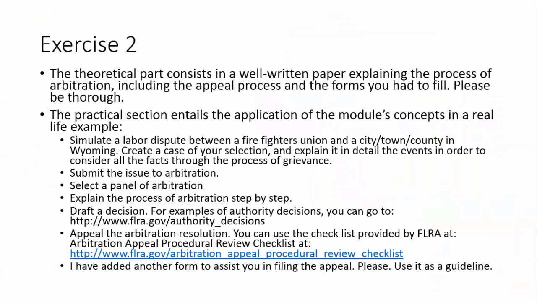Exercise 2. Same as exercise 1, this assignment has 2 parts. One, the theoretical part, which consists of a well-written paper explaining the process of arbitration and the appeal process as well. I have posted additional forms to help you in this exercise. These forms are from the Federal Labor Relations Authority. They are not mandatory. However, they can be used as guidelines to see what information needs to be provided in order to proceed with these administrative issues.